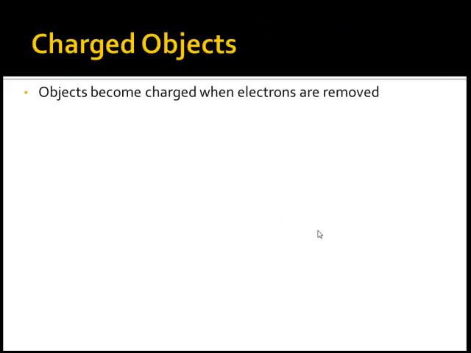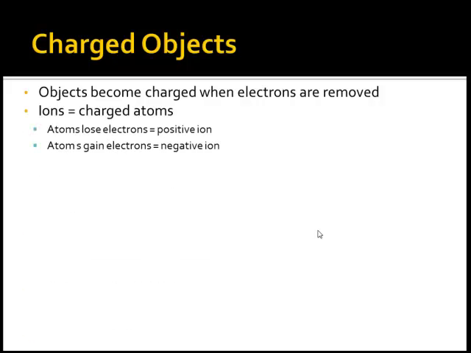So in general, an object becomes charged when electrons are removed. You can also have electrons added, but we call this an ion, and it's basically a charged atom. If an atom loses an electron, it has more positive charges than negative charges in it, and it becomes a positive ion. If an atom gains an electron, it's going to become a negative ion because now it has more negative charges than positive charges.